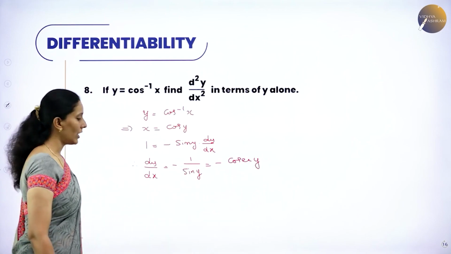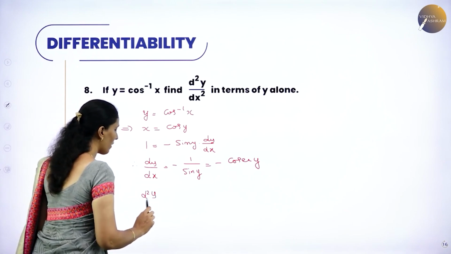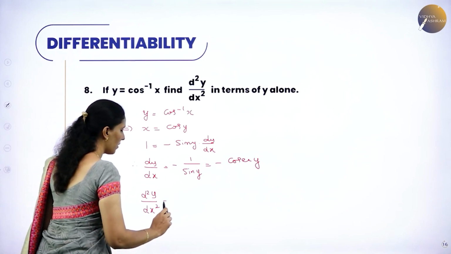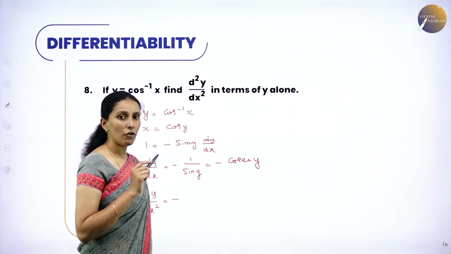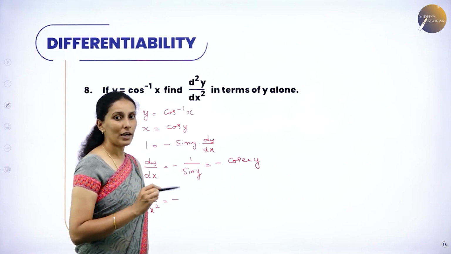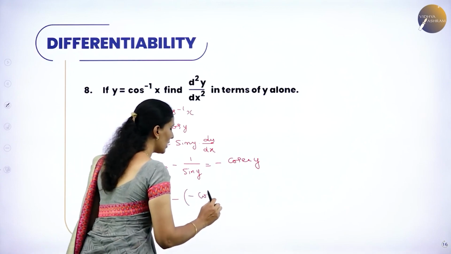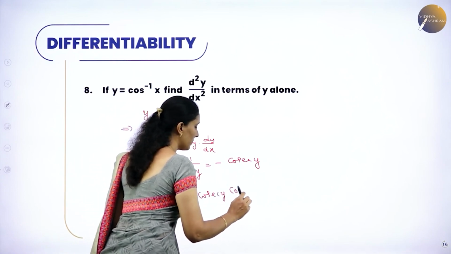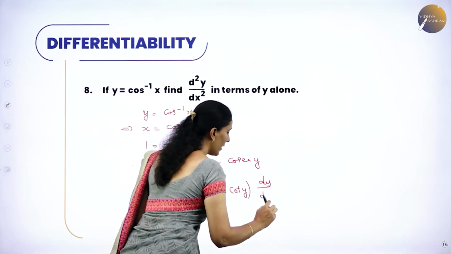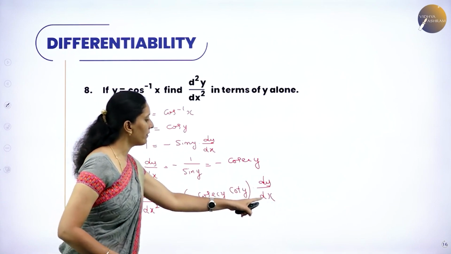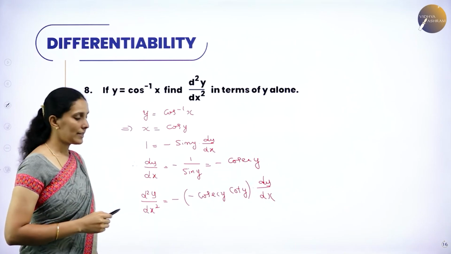Now, let us differentiate it again. So, when you differentiate dy by dx, it becomes d square y by dx square. Minus we have. What is the derivative of cosecant y? The derivative of cosecant x is minus cosecant x cot x. Similarly, for cosecant y, it is minus cosecant y cot y. Since you are differentiating y, you have to write dy by dx. What is dy by dx? We got dy by dx as minus cosecant y. So, let us substitute here.